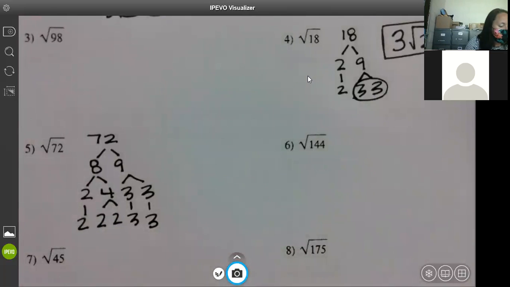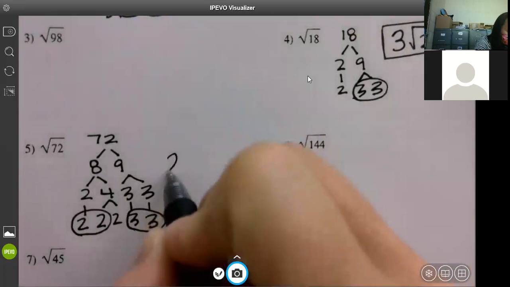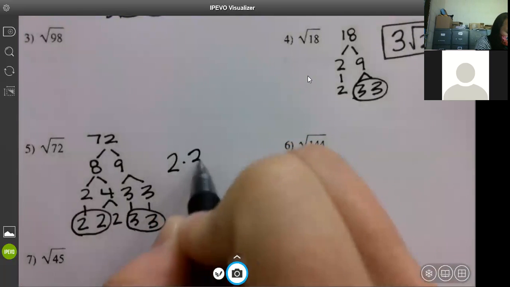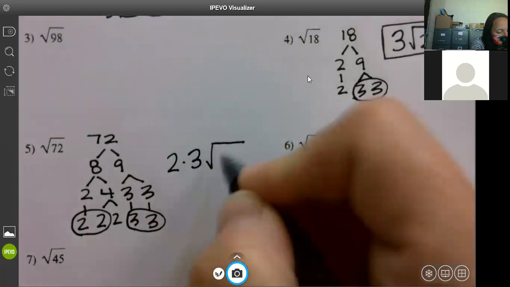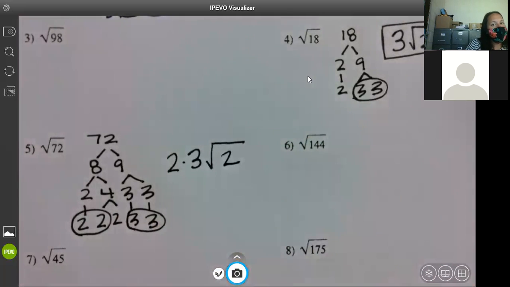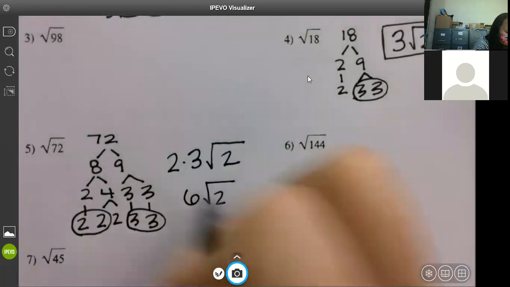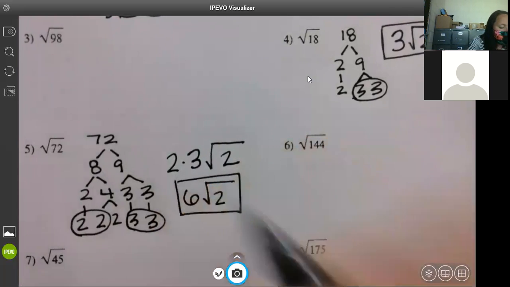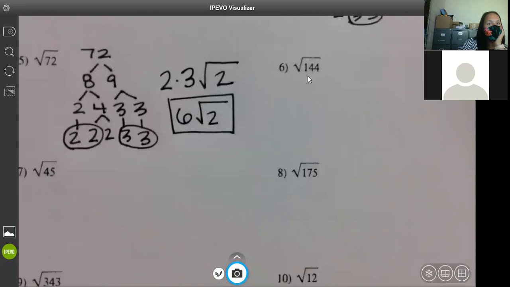What do you have pairs of? I have a pair of 2s and I have a pair of 3s. So they're coming outside. I had 1 pair of 2s, 1 pair of 3s to go outside. What did I not circle? Stays on the inside. Simplify it. 2 times 3 is 6, and then the 2 on the inside. All right.